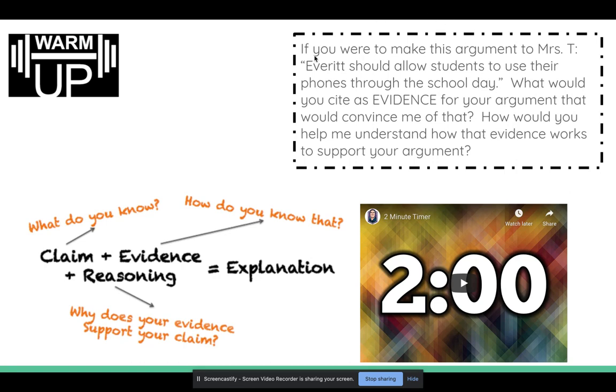So let's pretend that you were in my office and you were arguing to me that Everett should allow students to use their phones throughout the day. I want you to think about what you would cite as evidence for your argument, and then how you would help me understand how that evidence works to support your argument. So your claim is Everett should allow all students to use their phones throughout the day. What would you cite as evidence? And how would you explain how that evidence connects to your argument? Ready, set, go.